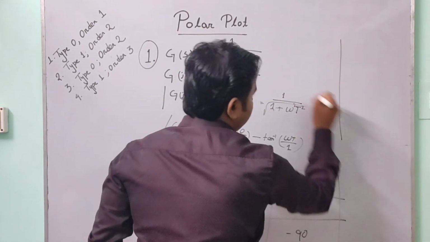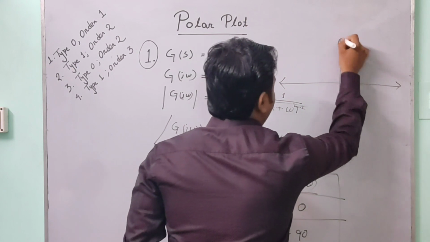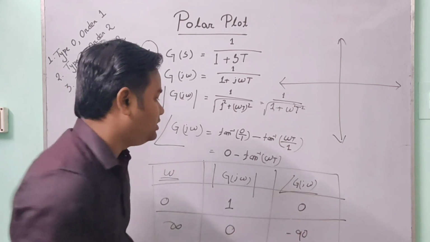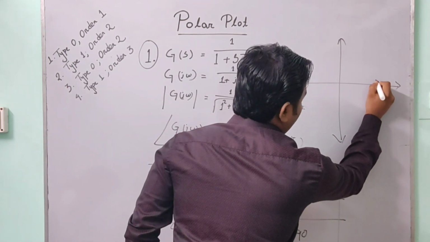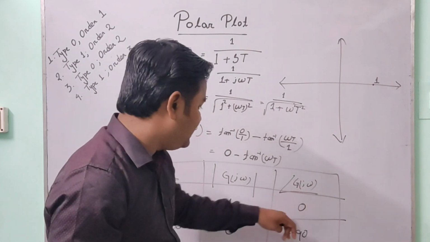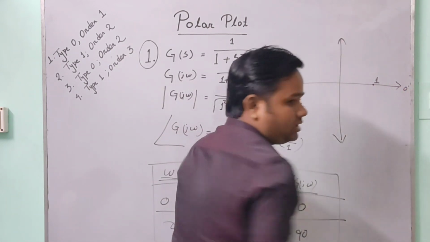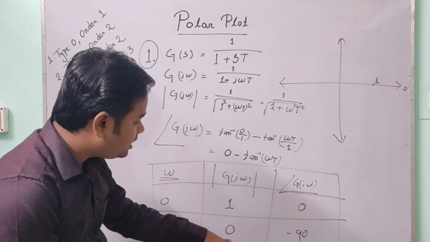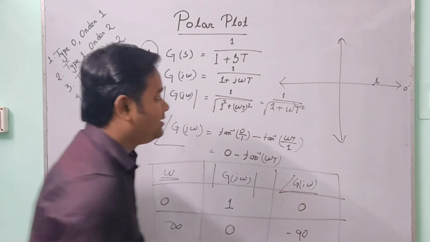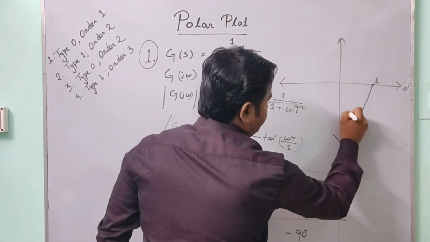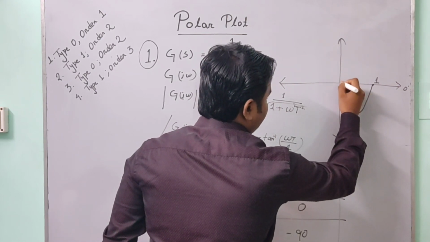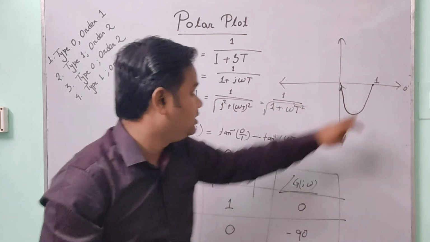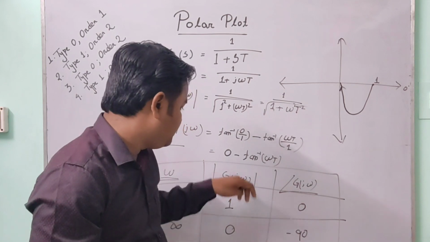So if I plot the polar plot, the magnitude is 1 and angle is 0, which is the starting point. That means the magnitude is 1 and angle is 0, on the 0 degree axis. And then what is the ending point? The ending point will be at infinite ω. That means the ending point will be magnitude 0 and angle minus 90 degree. So the ending point is here, at minus 90 degree and magnitude 0. Here angle is 0 degree and magnitude is 1.